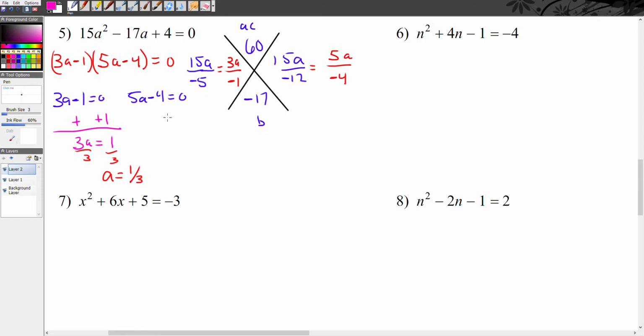Second equation, I'm going to add 4 to both sides here. And I get 5a equals 4. And then I'm going to divide both sides by 5. And I get a equals 4/5.